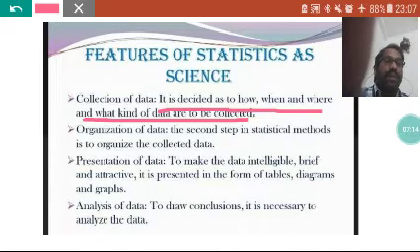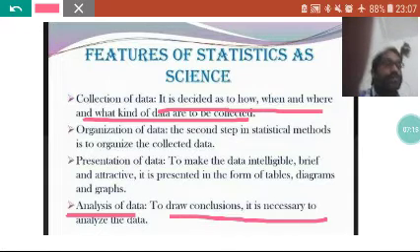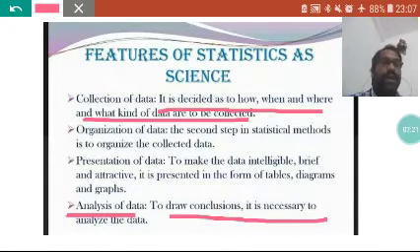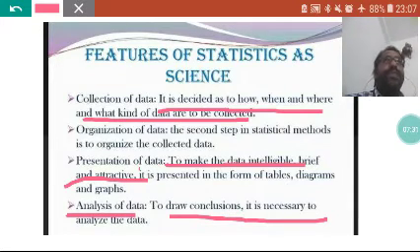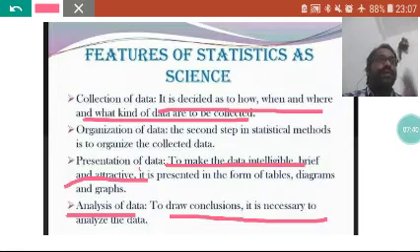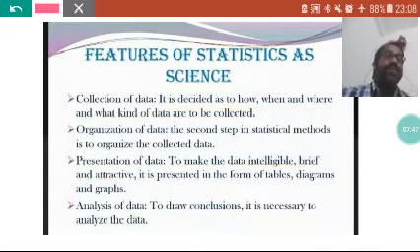See, it is analysis of data also; it draws conclusions. That's a very important thing. Presentation of data makes data intelligible, brief, and attractive. Suppose there are thousands of millions of cars, but we want to see only the red cars, so that information will come separately. Out of millions of cars, we can find that 10,000 are red cars, so it becomes easy. That is the feature of statistics in the field of science also.